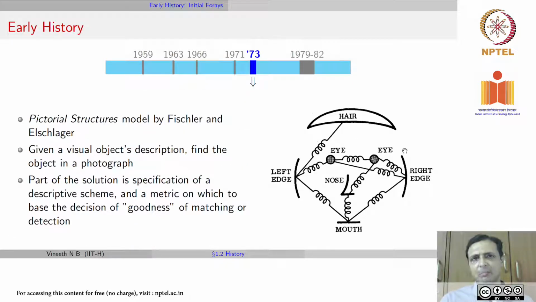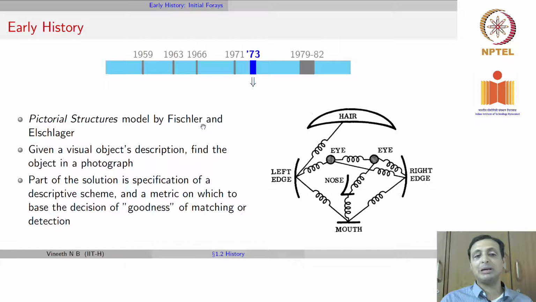And in 1973 came an important approach called pictorial structures by Fischler and Elschlager, which was again reinvented in the early 2000s. I'll talk about that a bit later. But what they talked about there was that, given a visual object's description, somebody should be able to find the object in a photograph. So the part of the solution was to define an object as a combination of individual components and the connections between those components. And they proposed a solution which was firstly a specification of a descriptive scheme of an object, as I said, in terms of individual parts and connections between parts.